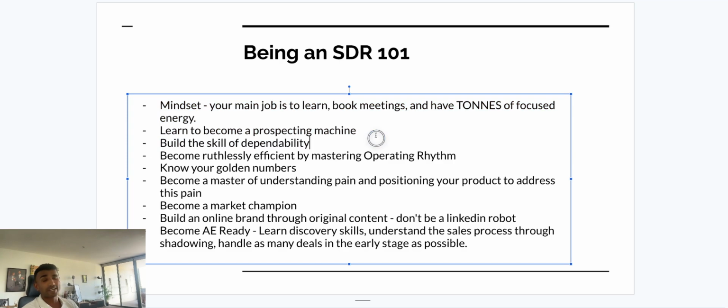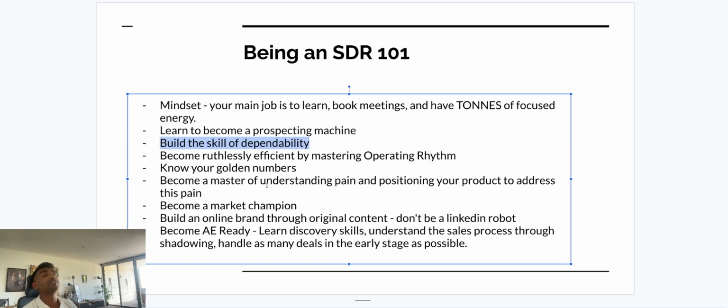Learn to become a prospecting machine. And I'll talk about a lot of this in the videos subsequently, where I talk about things like multi-threaded prospecting, triple sequences, how to do your setup for prospecting. This is so critical, and I'll include tools as well so you can access that stuff, okay?